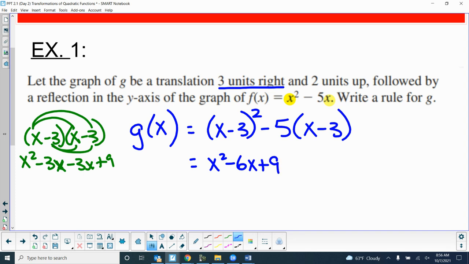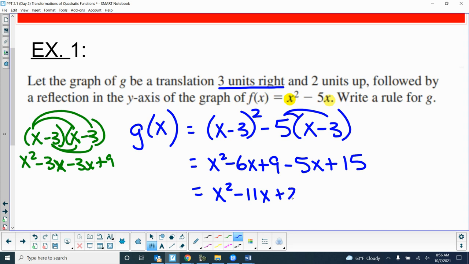What do I do with the negative 5? Well, what do we call it? We don't call that FOIL. Distribute, right? Okay. Well, why is it different? There's two terms here. So when you FOIL, it's just negative 5 times both of them, right? Okay, so simplifying that, we got x squared minus 11x, combining like terms, and 24.